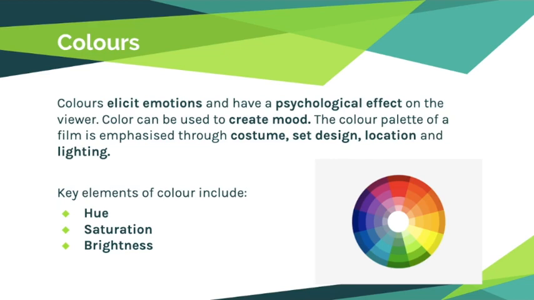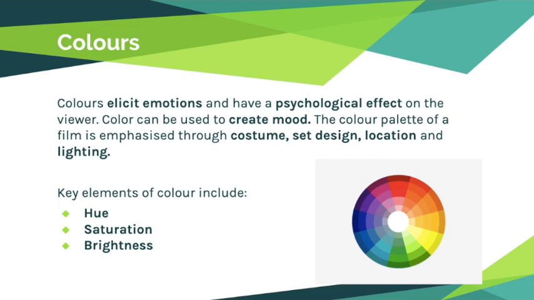So in films, colour is emphasised through costumes, so what the actors are wearing, the design of the set, the colours of the location, and also the lighting. So there are three elements of colour. Hue, which literally refers to the colours itself.